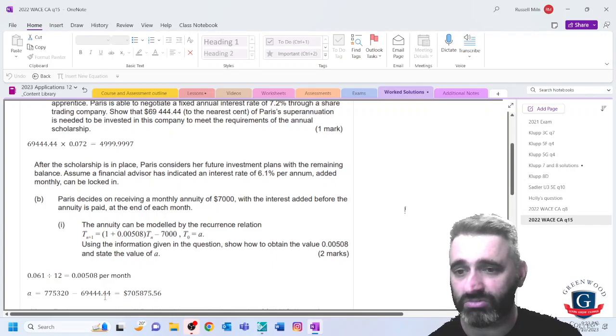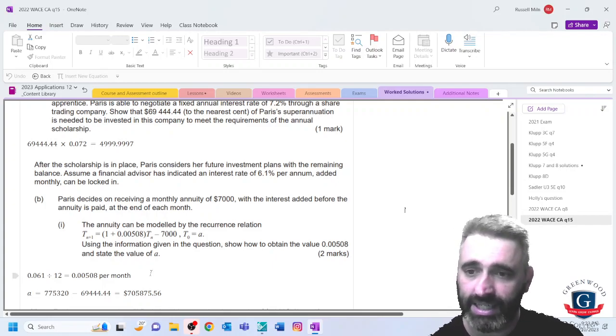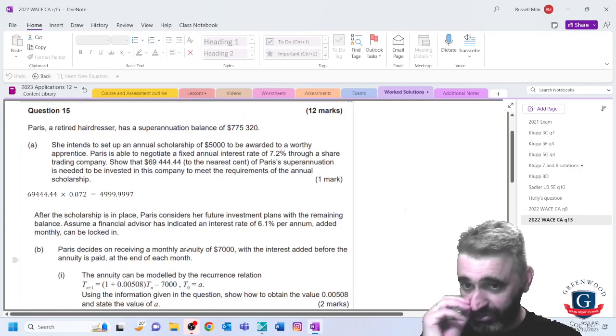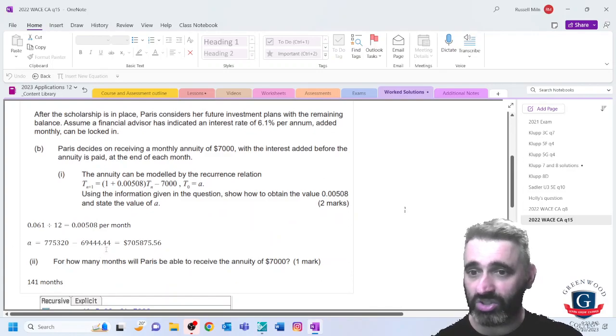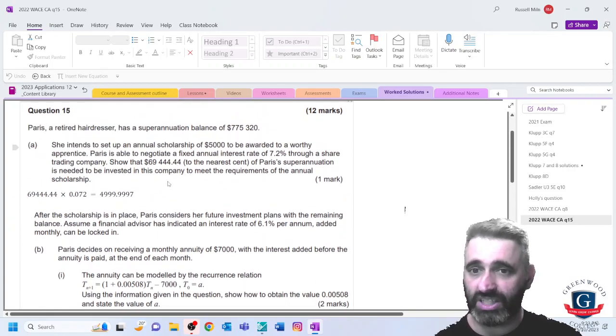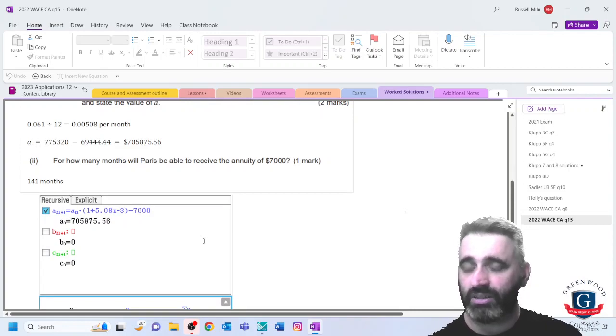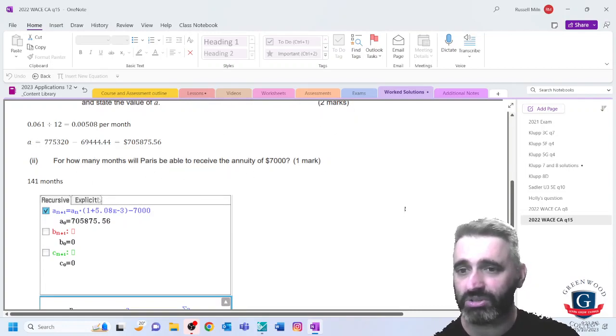Working out A was relatively simple. What you needed to know was, if you used up some money on the scholarship, how much was left. If you took away the scholarship money, which was this figure here, you got the amount of money that they would be using for their annuity.